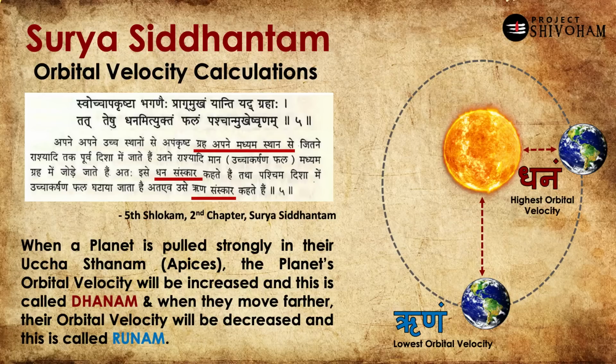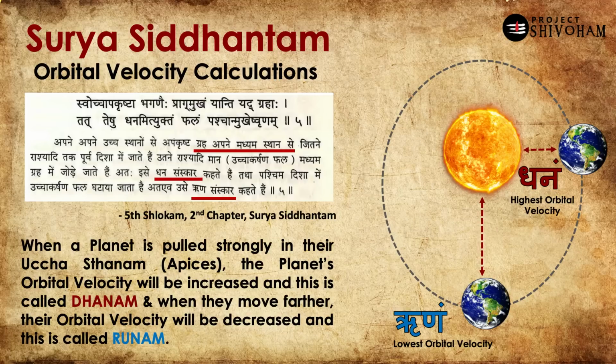Here we go. The fifth slokam from the second chapter of Surya Siddhantam says that when a planet is pulled strongly in their Uchchasthanam apices, the planet's orbital velocity will be increased, and this is called dhanam, and when they move farther, their orbital velocity will be decreased, and this is called runam. Dhanam and runam. Remember these words? These are the exact words used by Brahmagupta in his codification of positives and negatives.